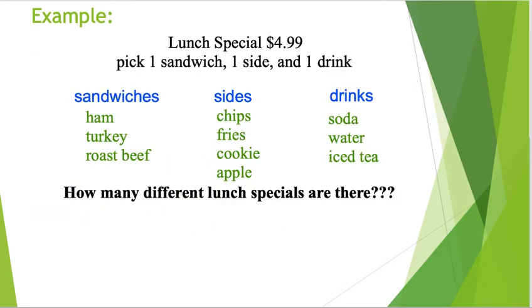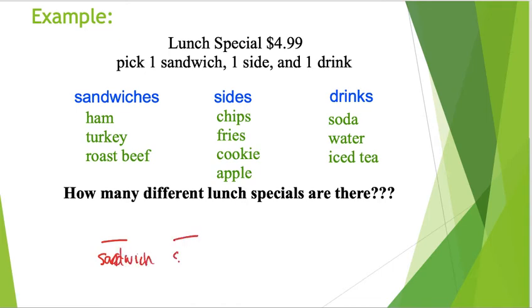If you were to go into a restaurant and they're offering a lunch special for $4.99 where they ask you to pick 1 sandwich, 1 side, and 1 drink. So we've got 1 sandwich that we can choose, 1 side that we can choose, and 1 drink that we can choose.